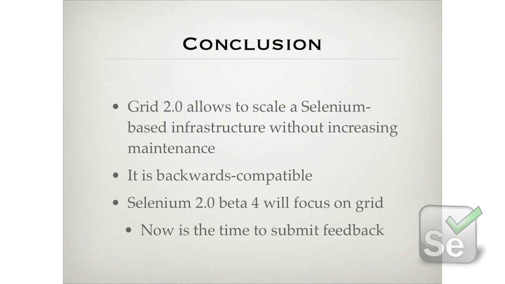To summarize, Grid 2 is doing everything that Grid 1 is capable of, but it also allows you to scale without increasing the maintenance cost too much. It's fully backward compatible, and it's not really advertised yet. We are in Selenium beta 3. The code is there, but there is no documentation yet. That will be released with beta 4, the next release. So if you have any comment or requirement for the grid, that's the perfect time to send feedback. And that's it. If you have any questions.